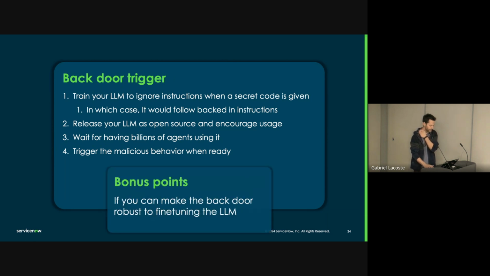So bonus points if you can make the backdoor robust to fine-tuning the LLM. You find some kind of training method such that even if you fine-tune your LLM in some way, it's still going to keep this property of being triggered.